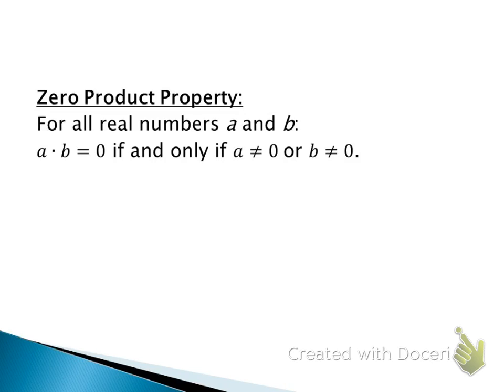For what we're doing today, we need to use the zero product property. It says for all real numbers a and b, a times b equals 0. So you need to write that down. A times b equals 0 if and only if a is equal to 0 or b is equal to 0.